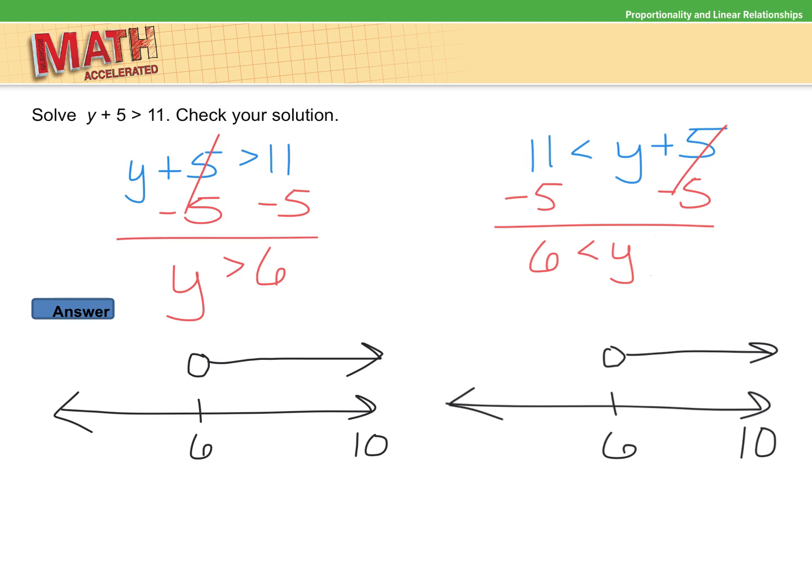Yes? Raise your hand if you do not like it when it looks like this, if it confuses you. It confuses me. How can I make this look like this? Just flip it. Flip everything. So this can flip to y is greater than 6. Now is it easier to read? Yes, you can do that. You just have to stay consistent. Does that make sense?